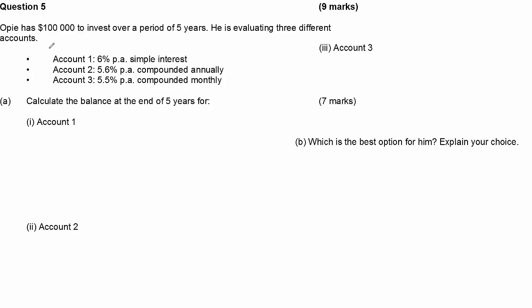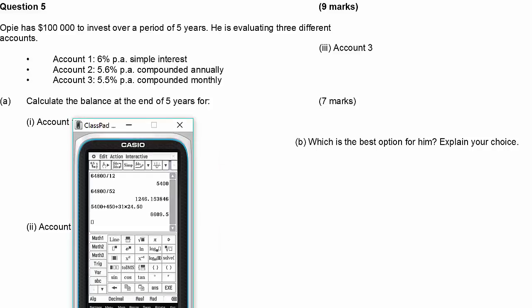Opie has $100,000 to invest over a period of 5 years. He is evaluating 3 different accounts. Account 1 pays 6% per annum simple interest. Account 2 pays 5.6% per annum compounded annually. And account 3 pays 5.5% per annum compounded monthly. We want to calculate the balance at the end of 5 years for account 1, account 2 and account 3.